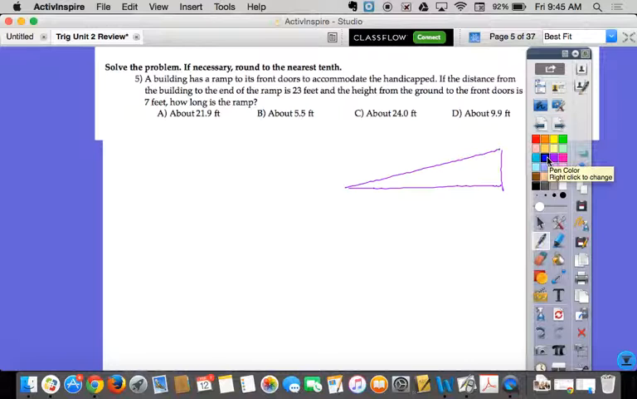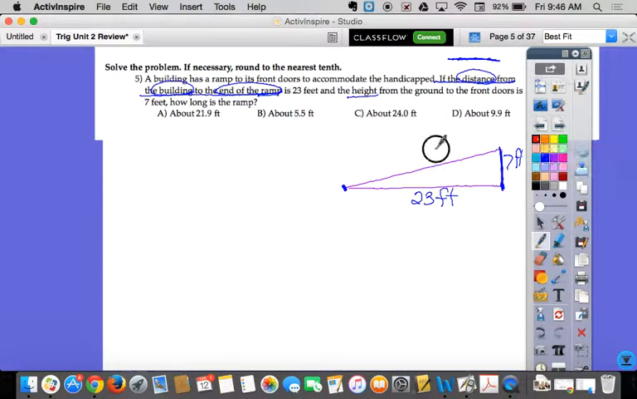So if the distance from the building to the end of the ramp, and they have to define what the distance is. So look at what you're connecting from the building to the end of the ramp. Guys, they're talking horizontal distance. When they say distance here, that is horizontal distance. So end of the ramp, building, boom, 23 feet. Put them in your picture. And then it says the height. Height just means vertical, guys. Right here, that's 7 feet. It wants to know how long is the ramp? So basically, how much wood did you put in the ramp?